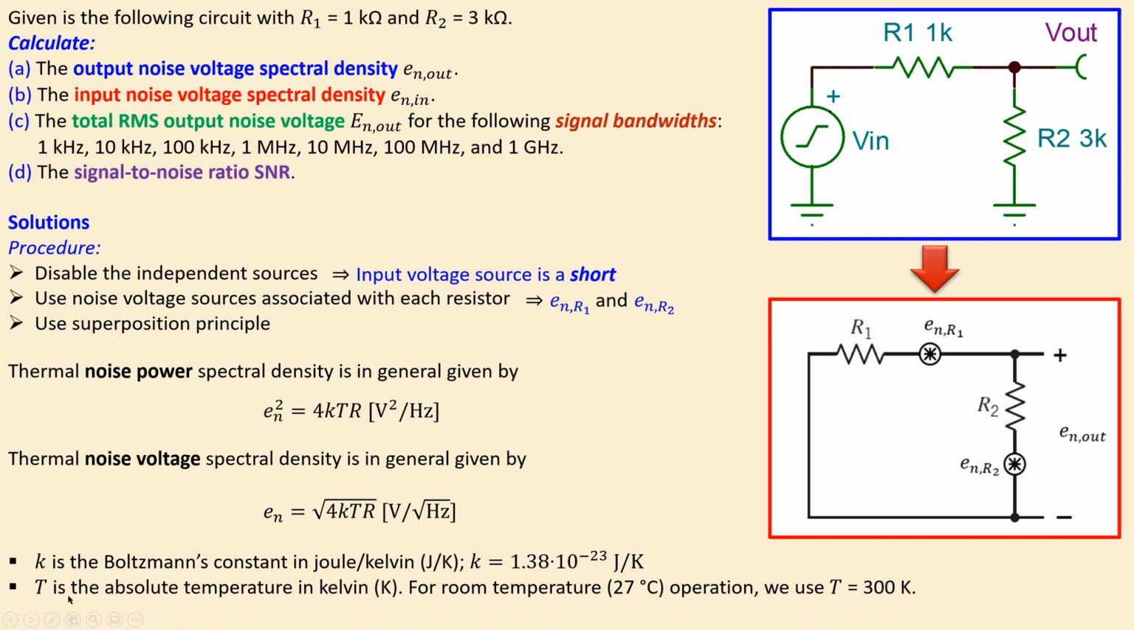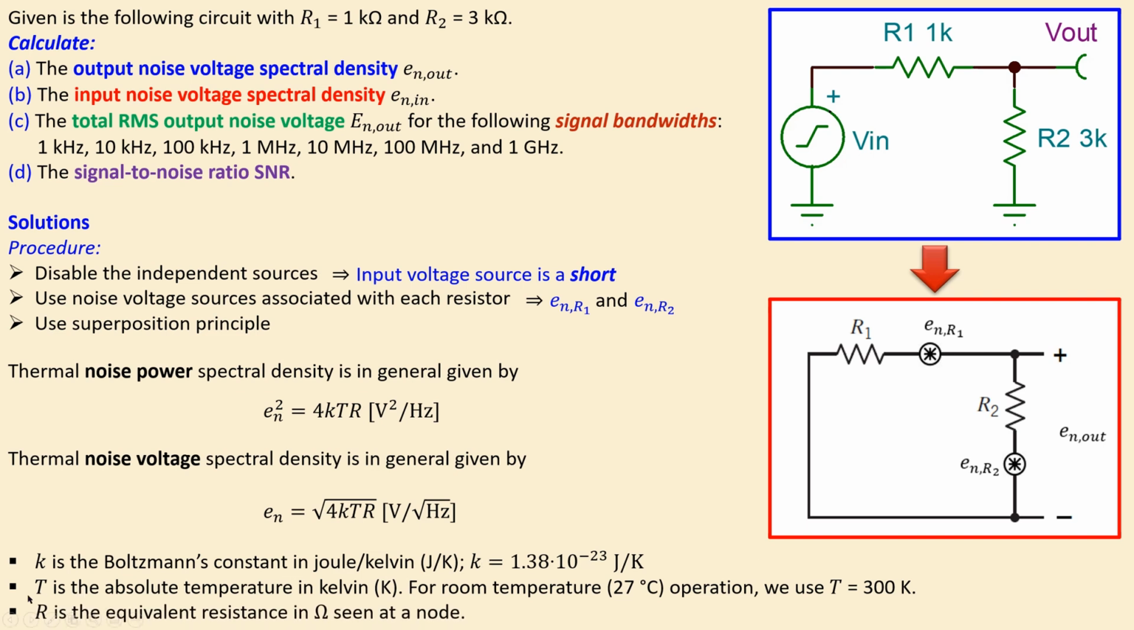The T is the absolute temperature given in Kelvin, so not in degrees. And for room temperature, for example, at approximately 27 degrees, for that operation we use T as 300 Kelvin. So in our calculations we will use this. If you of course want to have it in a very hot area or maybe a very cold area, you need to change your value of T, the absolute temperature.